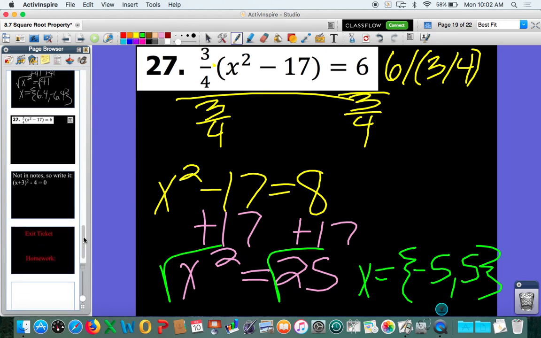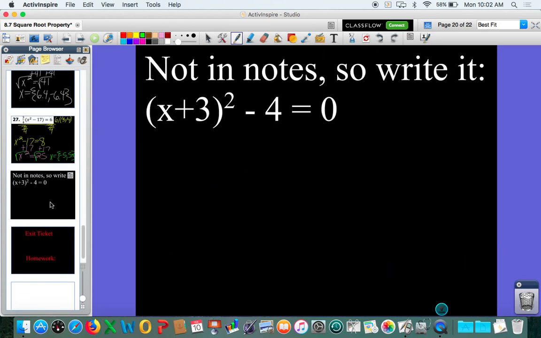X is equal to negative 5 and positive 5. One more problem. You don't have this problem in your notes, but most classes did it in class. We're going to go over it again too. So, easier problem. I mean, you can't take the square root of this whole left side. So we can't even do that as our first step. We have to add 4.